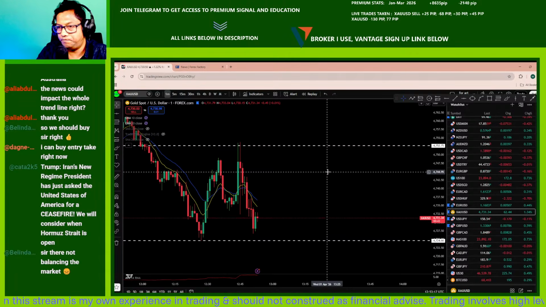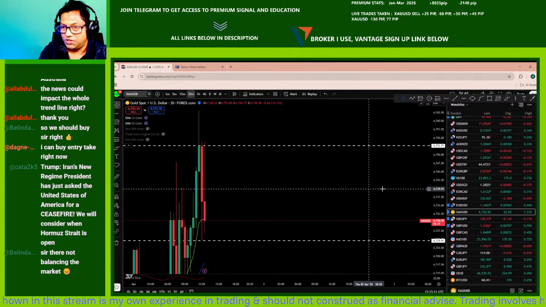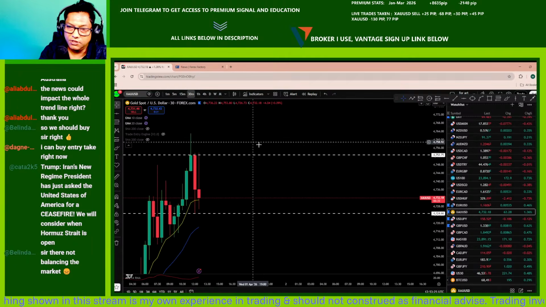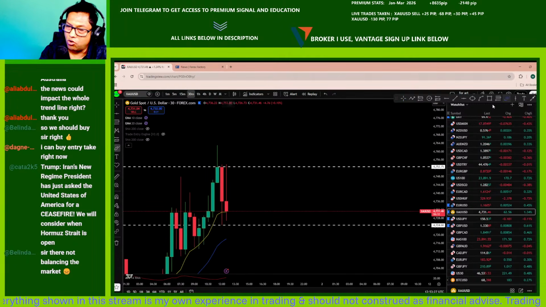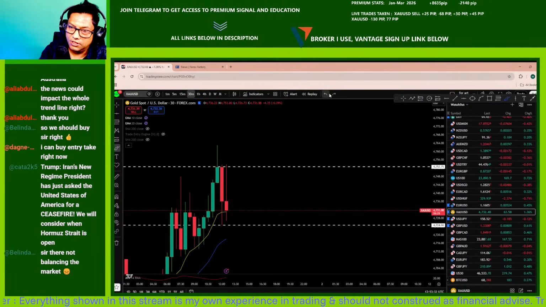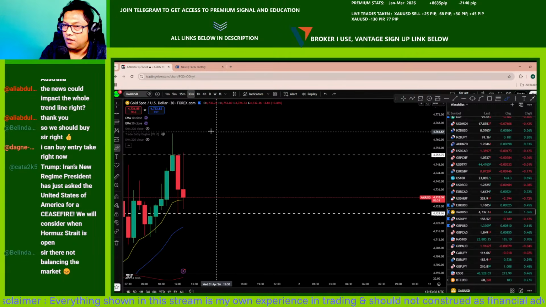Sometimes this market structure, I'm looking at this 30 minutes. Looking at the top of this candlestick pattern and also the bottom, we can see that there is a stronger rejection here.